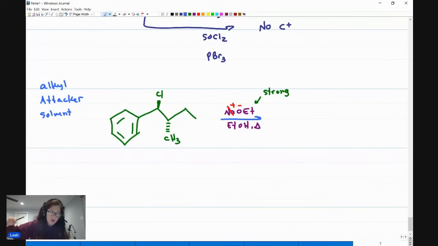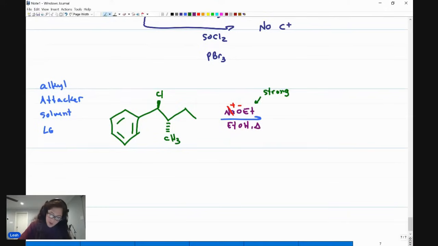It's got a more entropically favored, is that the right word? It's got higher entropy. And that is why heat will favor elimination over substitution. So I know I'm looking at elimination. I have a good leaving group, so I'm good to go.